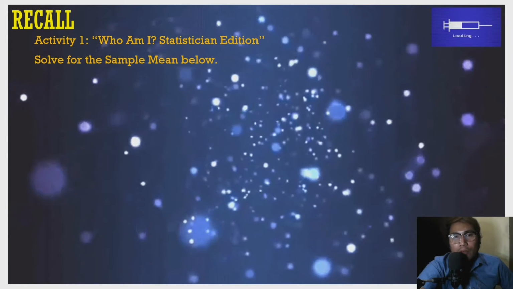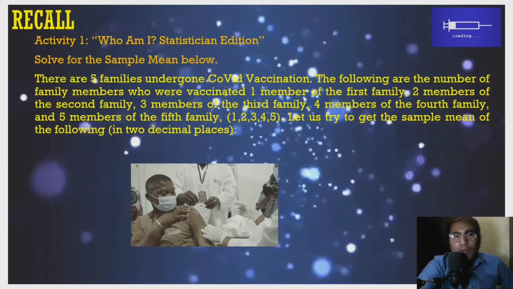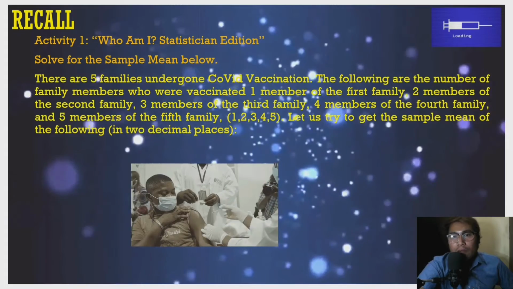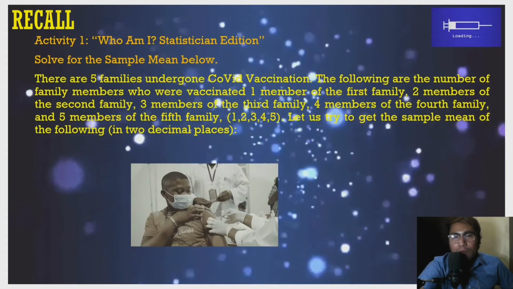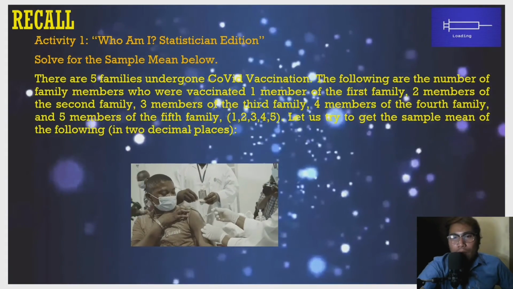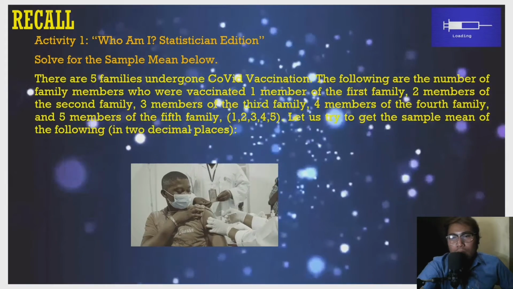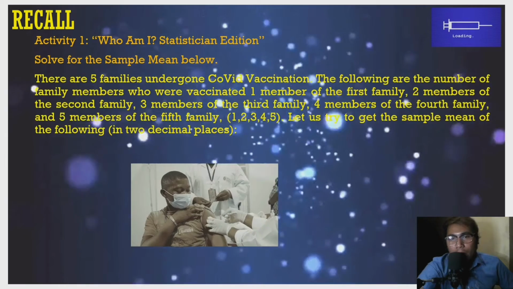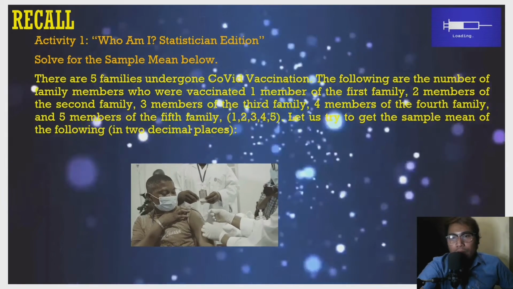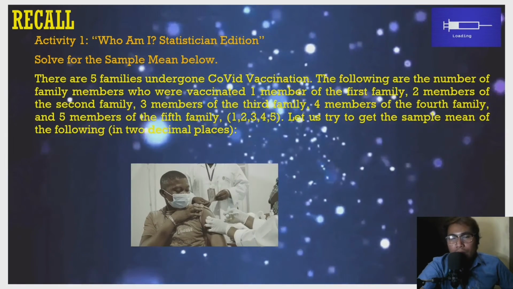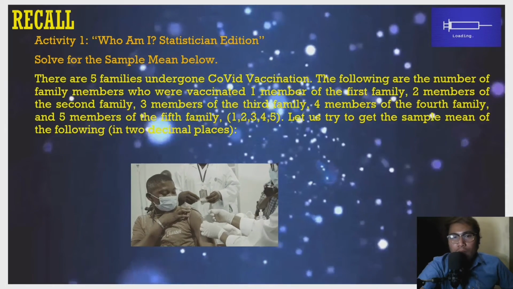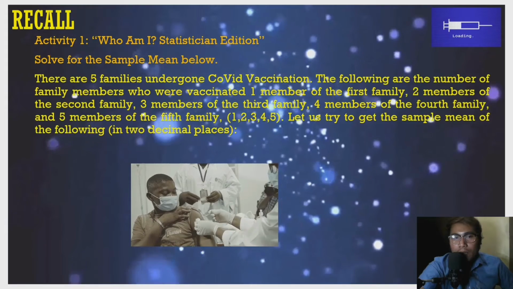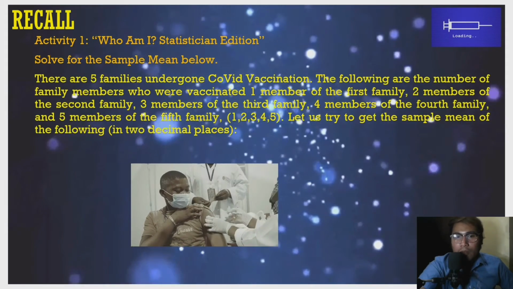Solve for the sample mean below. So there are 5 families who underwent COVID-19 vaccination. The following are the number of family members who were vaccinated: 1 member from the first family, 2 members of the second family, 3 members of the third family, 4 members of the fourth family, and 5 members of the fifth family. So we have a set of 1, 2, 3, 4, and 5. Let us try to get the sample mean of the following in 2 decimal places.